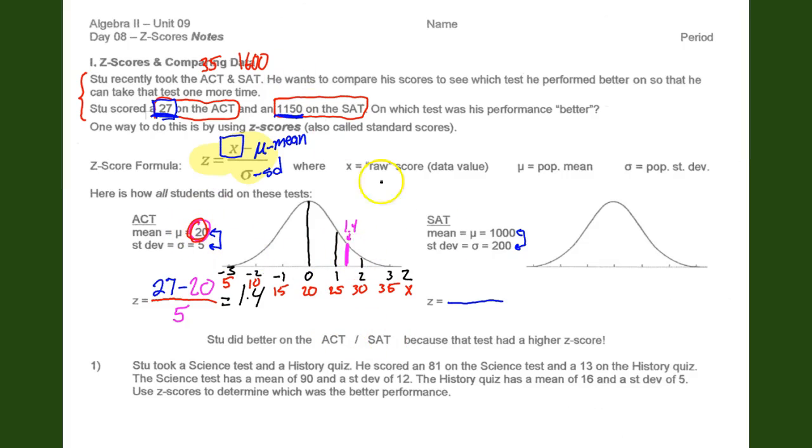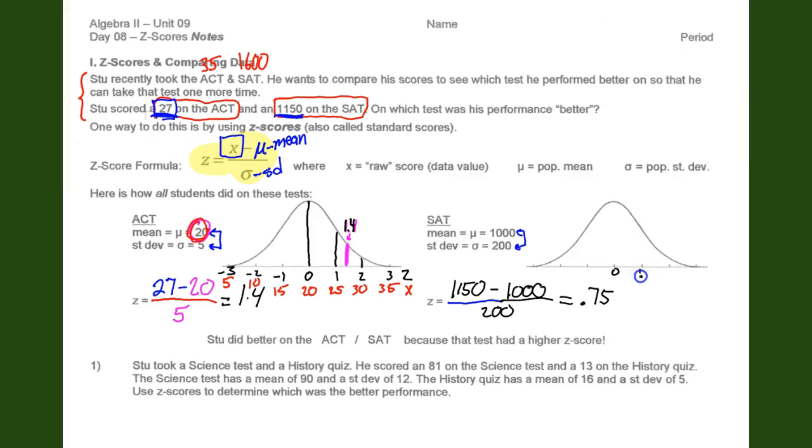So 1.4. So now we want to do the same thing for the SATs and see is that bigger or smaller than 1.4, and then we'll know if the SAT or ACT is a better score or not. So here we got 1150. On the SAT, average is 1,000, standard deviation is 200, so that comes out to be 0.75.